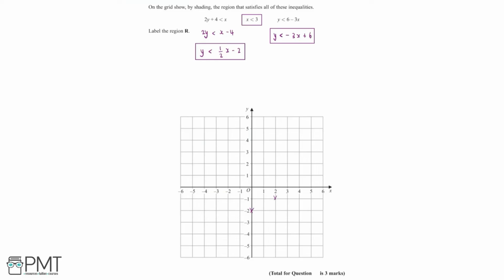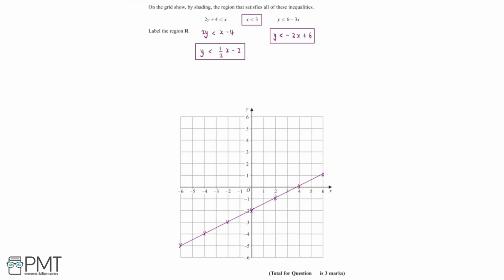And so we can apply the same principle for the rest of this line. Now you can see that we've used our gradient of 1 over 2 in order to plot the rest of the points of this line. And now we can draw the line by joining these points together. But now remember that we're dealing with inequalities. We said that y is less than half x minus 2. And so the region where y is less than half x minus 2 would be anything below this line.